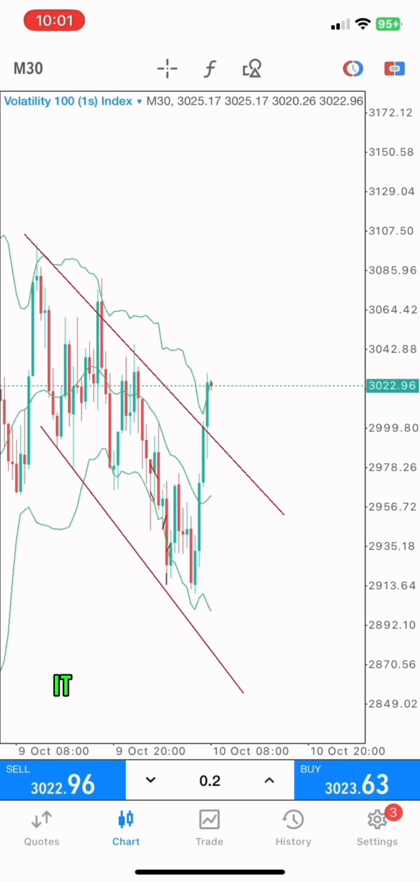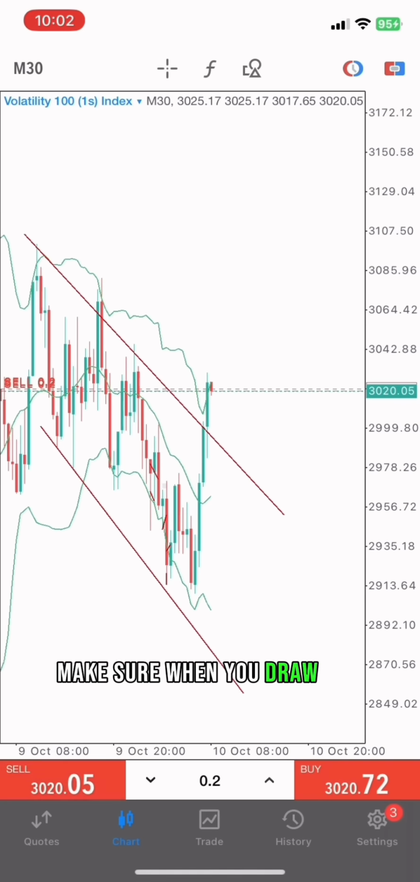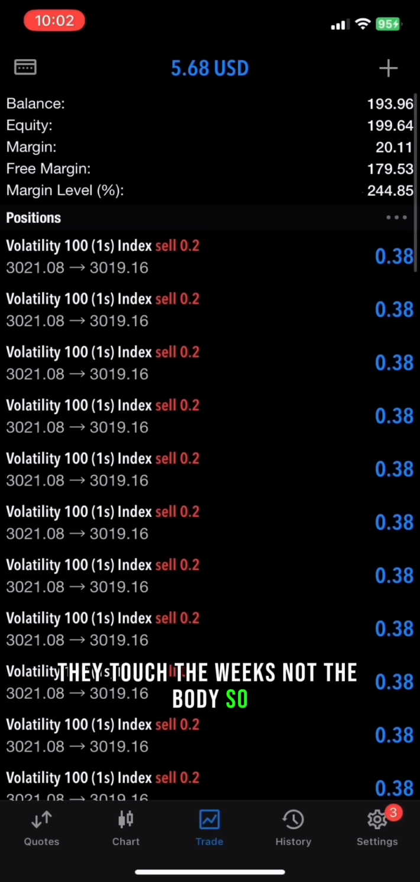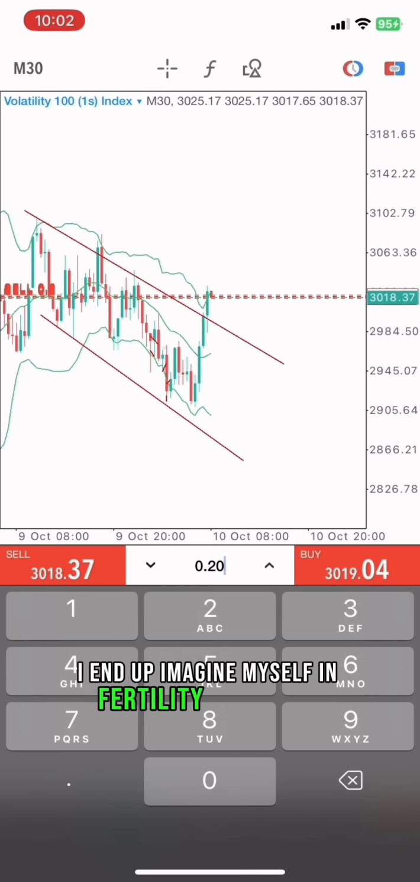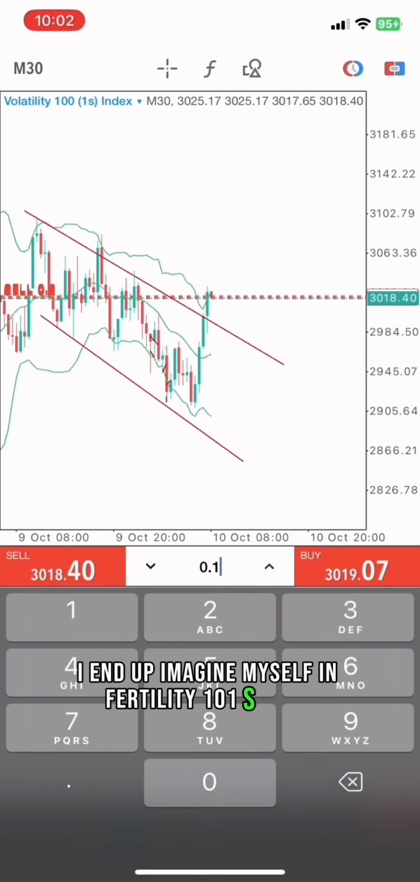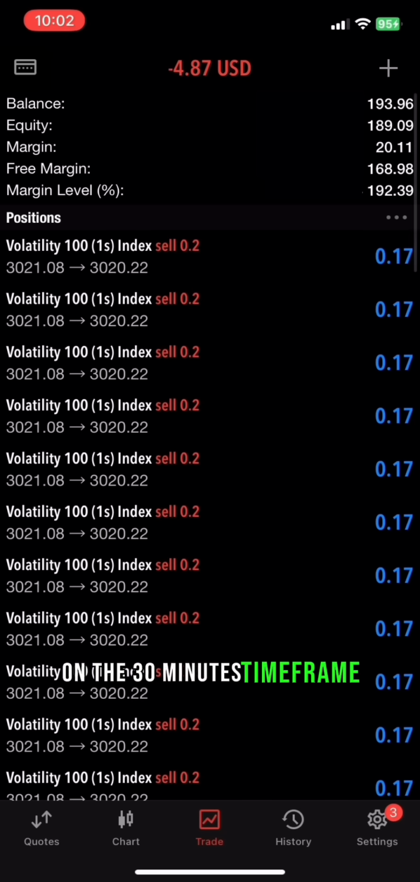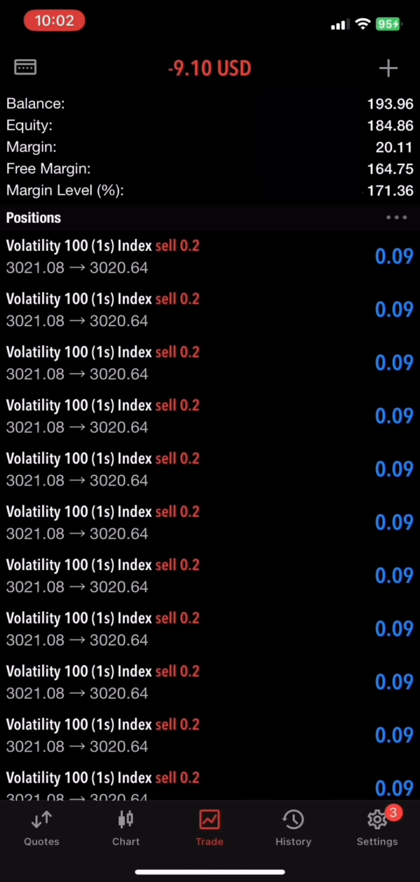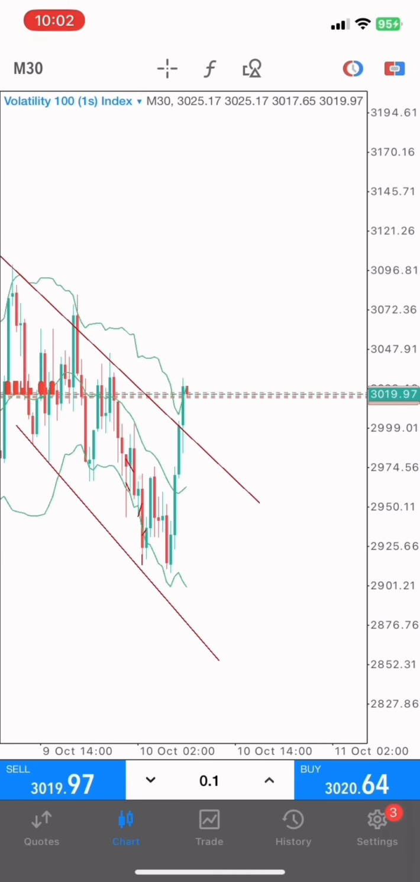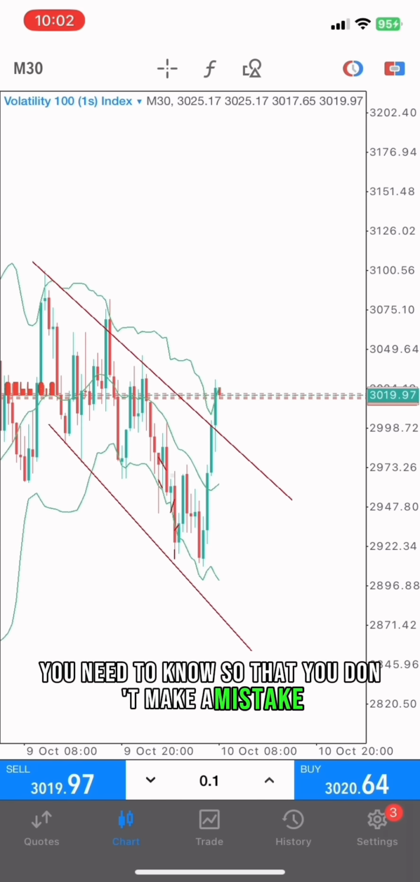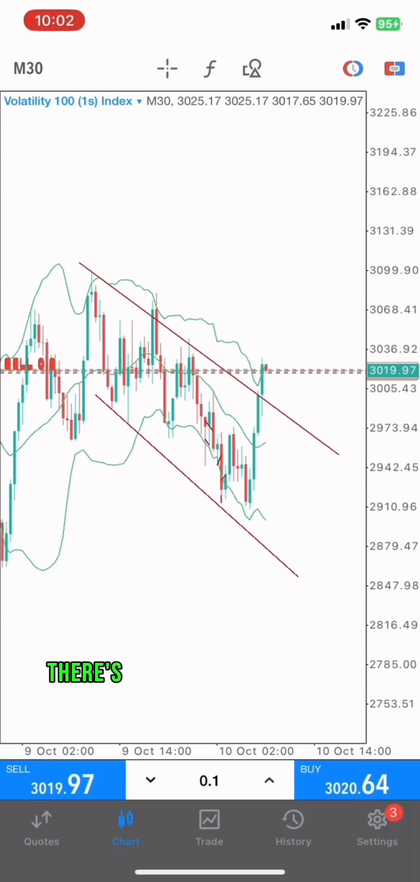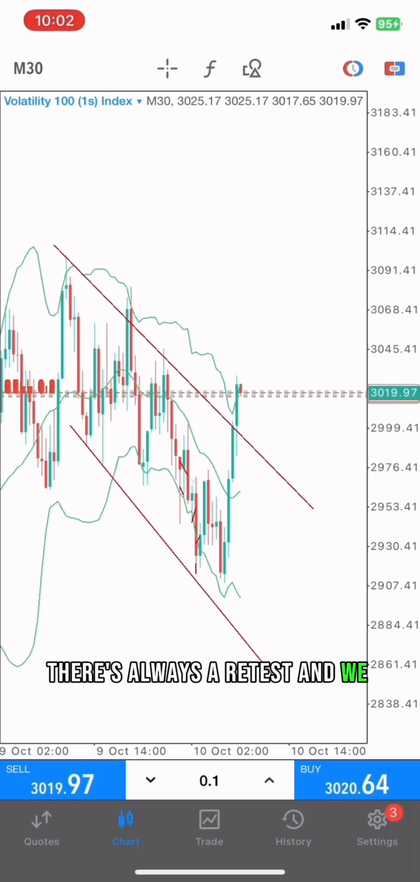On the 1 hour time frame, it means there was a breakout, and for it to be accurate, make sure you know that the trend lines touch the wicks on the body. So I ended up placing my sell on Volatility 100 (1s) index on the 30 minutes time frame, because the Bollinger Bands are about to go down, such as that. You need to know so that you don't make a mistake. After breakout, there's always a retest, and we trade a retest.